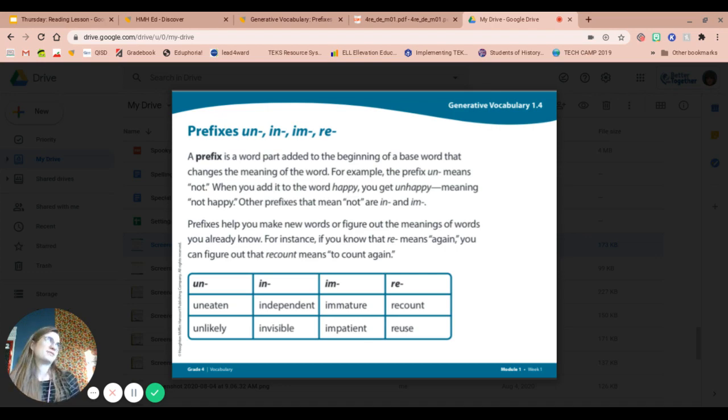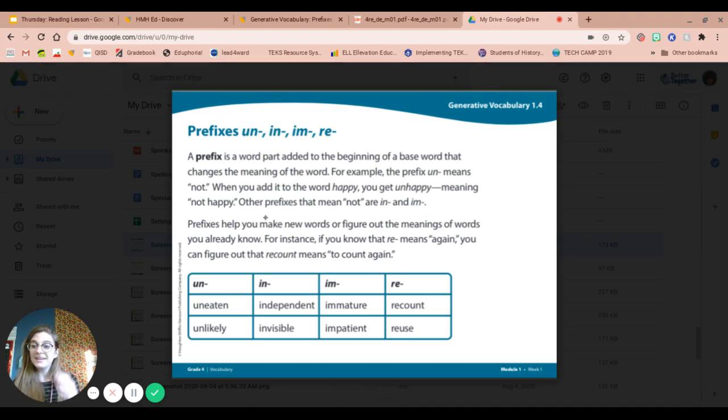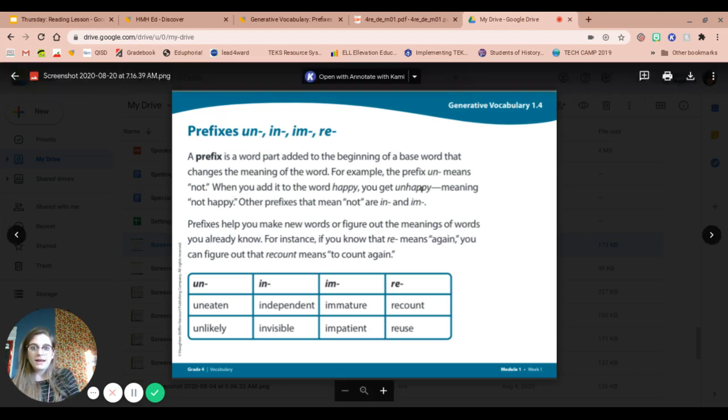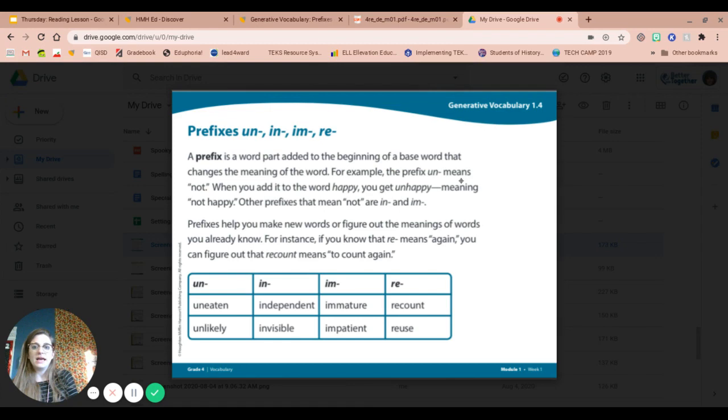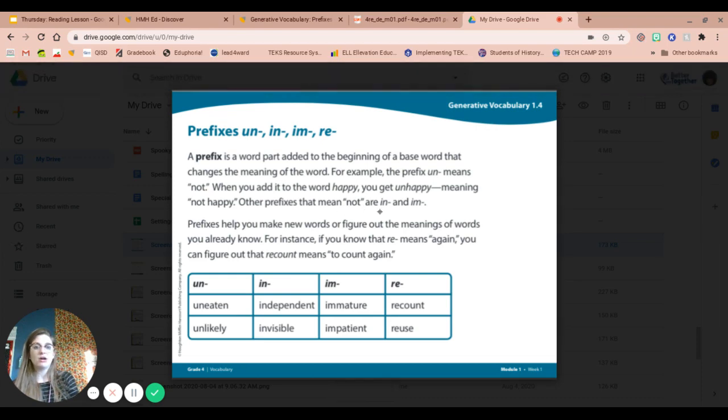Now, I did have to ask my dad for help because sometimes you need a little help from someone who knows more than you do. But now I can decode words in the future that begin with the prefix pan or that begin with the prefix epi. All right, let's continue. For example, the prefix un means not. When you add it to the word happy, you get unhappy, which means I'm not happy. All right, other prefixes that mean not are in and im.